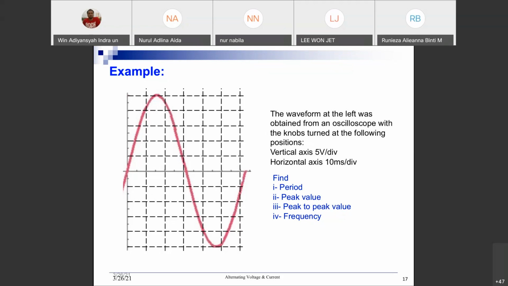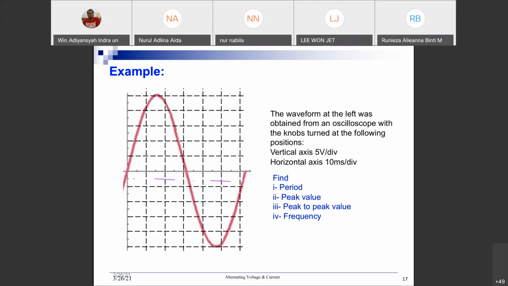Okay, let's see. Period 60 millisecond. How many seconds? So you have here 1, 2, 3, 4, 5, 6. So 6 times the horizontal axis is 6 times 10. So correct, 60 millisecond.